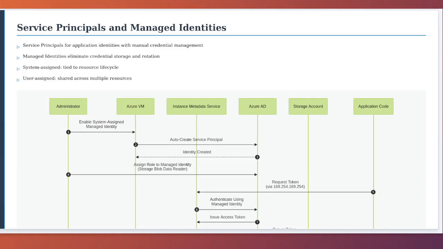Service principals and managed identities. One of the biggest operational differences between AWS and Azure is how you handle application identities and credentials. Azure's managed identities provide capabilities that AWS doesn't natively offer, eliminating entire classes of security problems.